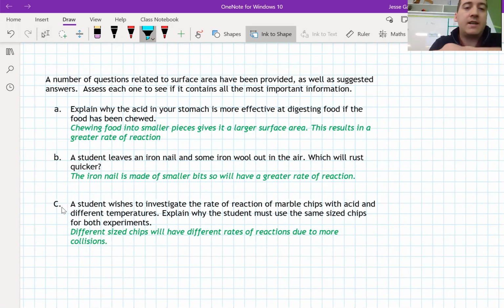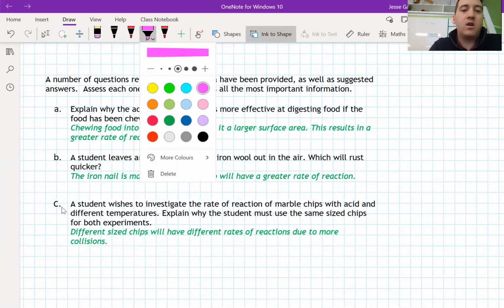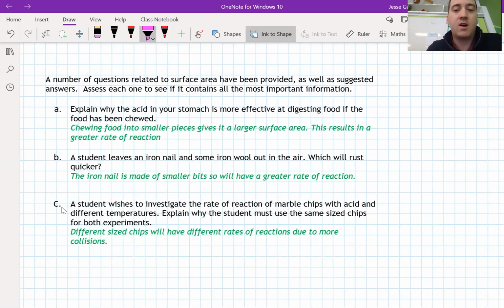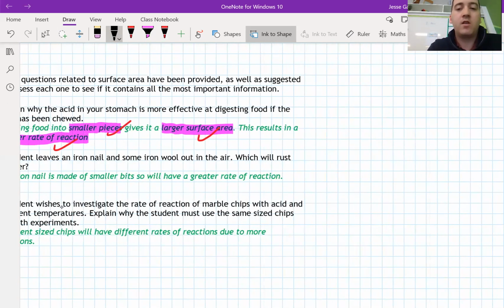Hopefully you've had a look, and let's see what we like about it. In the first question, the answer says chewing food into smaller pieces gives a larger surface area. I like that they've mentioned the larger surface area, and they've also mentioned that it breaks it into smaller pieces, so that's good. This results in a greater rate of reaction. That is true. Smaller pieces will give a greater rate of reaction. So they've mentioned surface area, the rate of reaction and smaller pieces. What have they not mentioned? This answer could be improved.